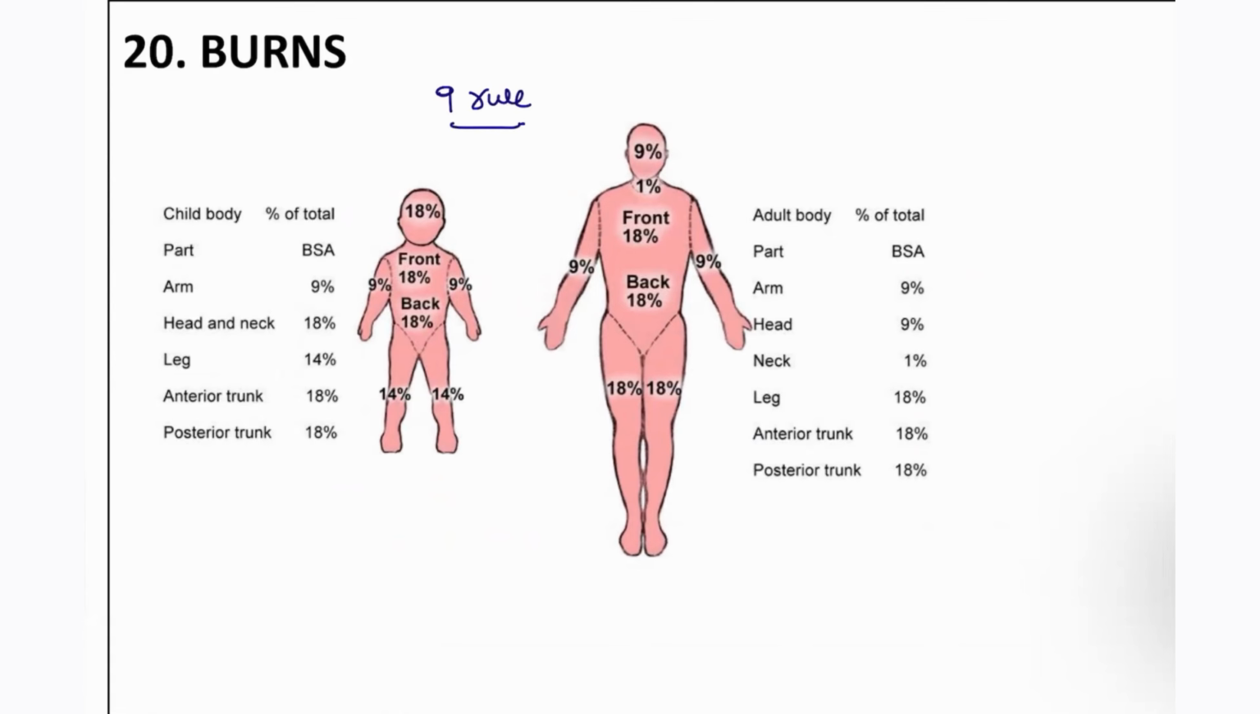Okay, what are the parts that have been given? In children, the front and back are 18% each, the whole head is 18%, arms 9%, and both lower limbs 14%. Okay, next, coming to adults, head is 9%, front 18, back 18, both arms each 9, and legs 18% each. The anal region is 1%. So a total of 100% of the classification is given for burns patients.